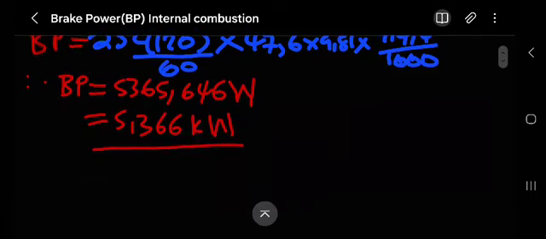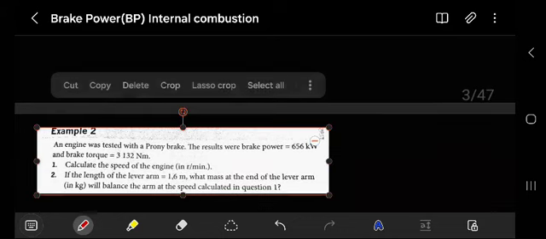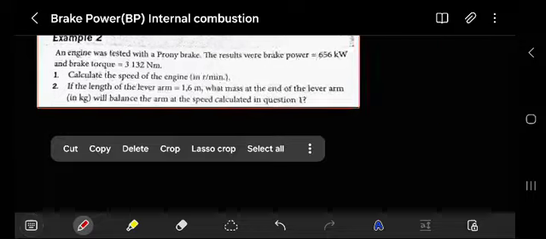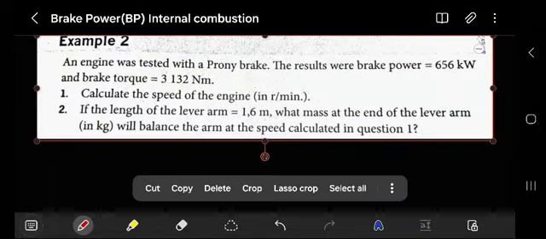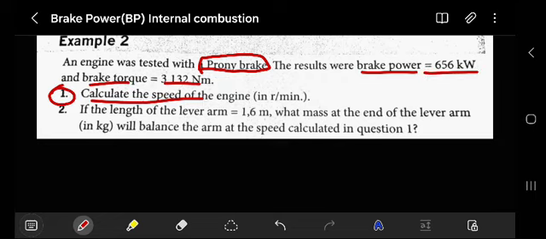The lever arm is the same as the radius. Alright, so here again we've been given a typical question. Example 2: an engine test is a prony brake test. Take note, it's a prony brake. What is important there is that we've been given the brake power and the torque. It says calculate the speed, we want N in revolutions per minute.